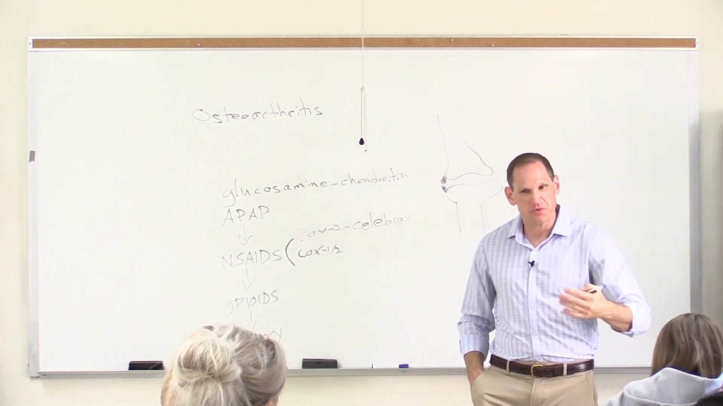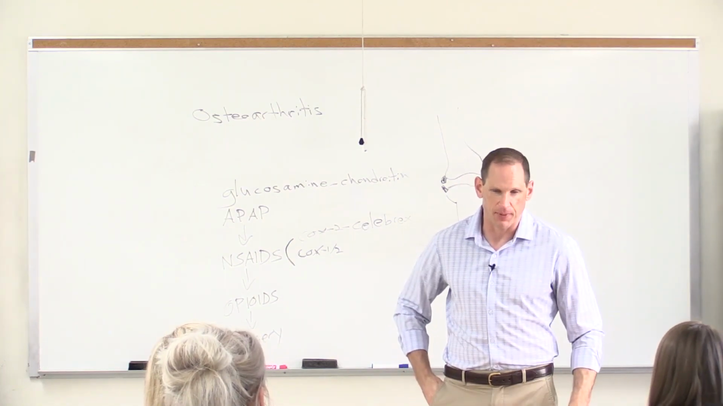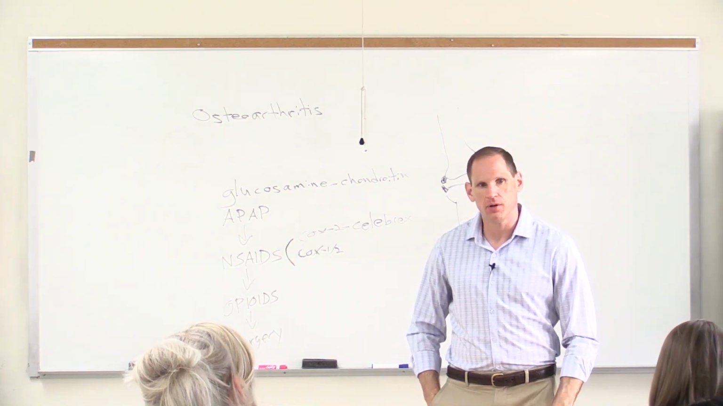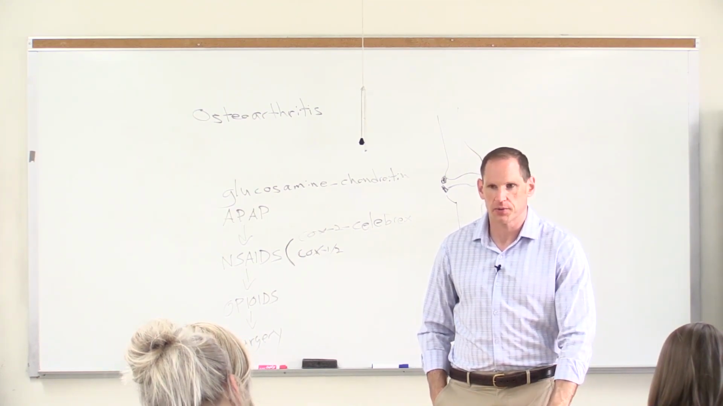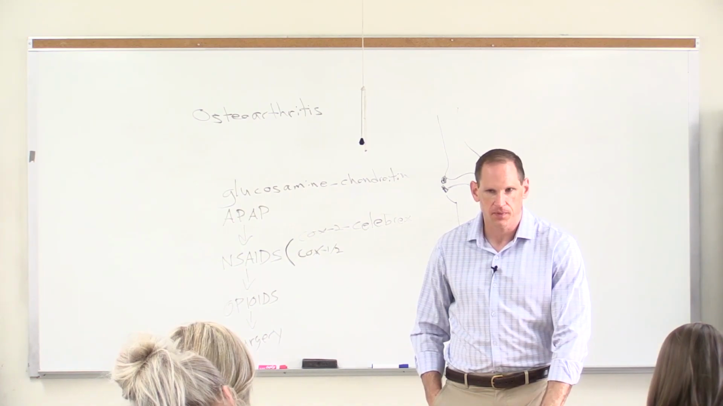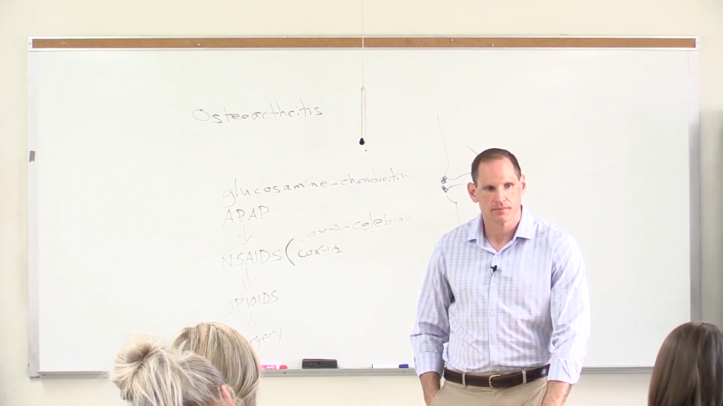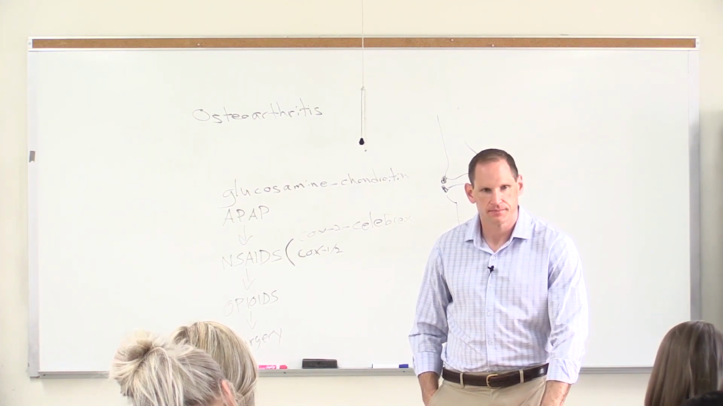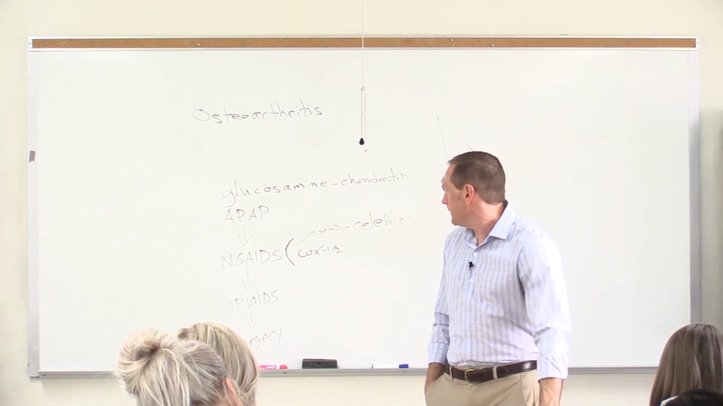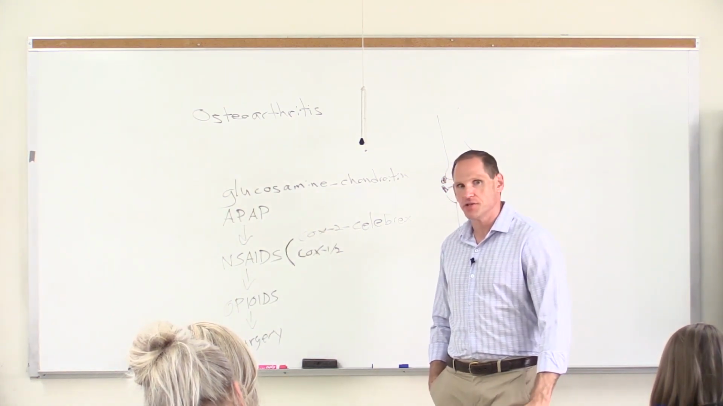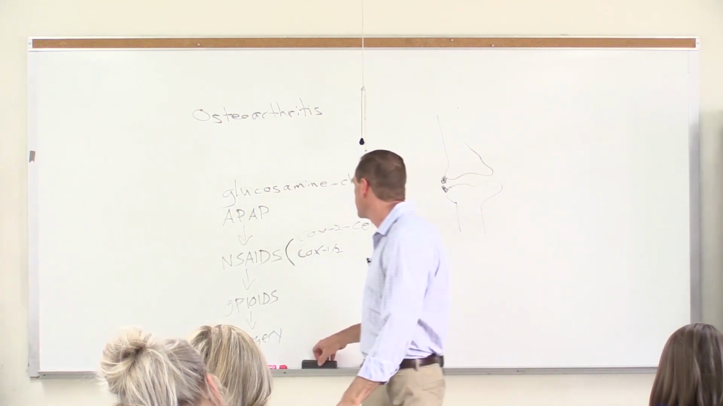The other big thing, we didn't really talk about this very much in Pathopharm 1, is that you can also give NSAIDs topically. And topical NSAIDs actually seem to work better for osteoarthritis than systemic ones do. Do we need to know which one? No. All right. Any questions about osteoarthritis? Okay.